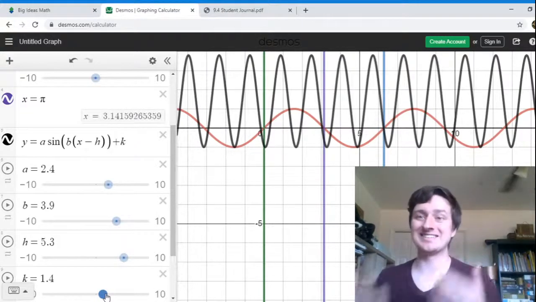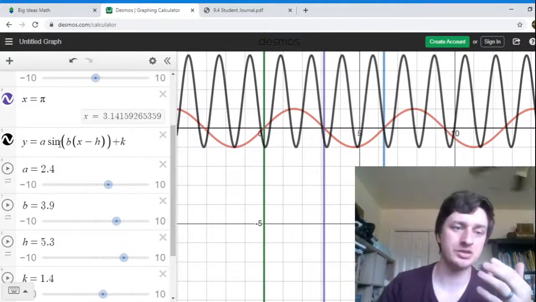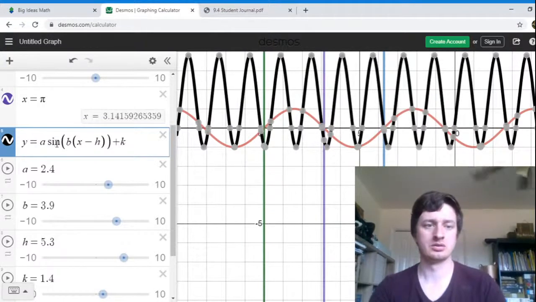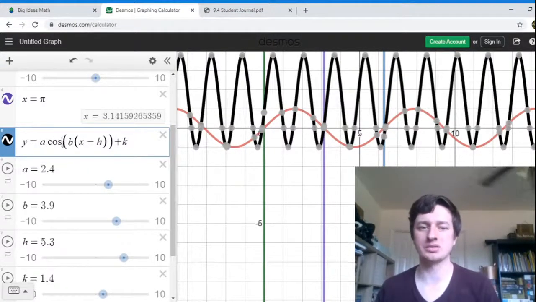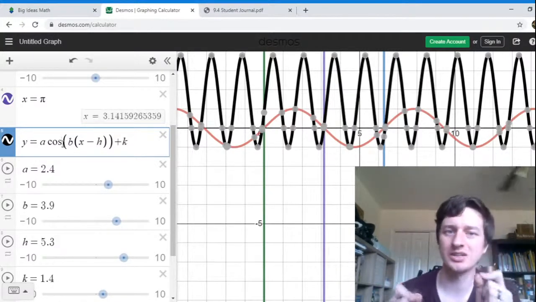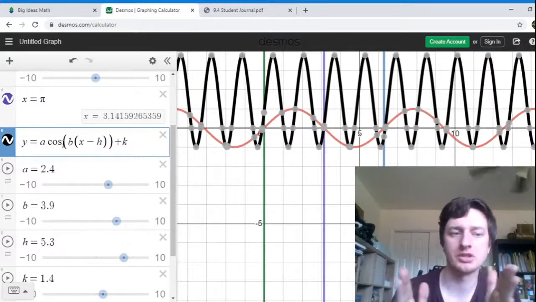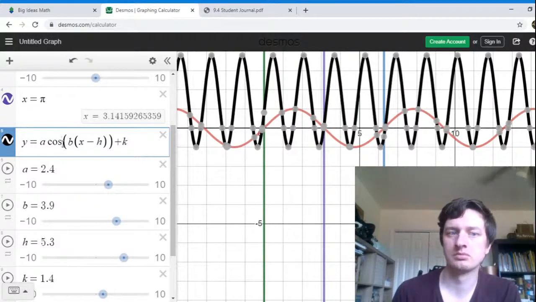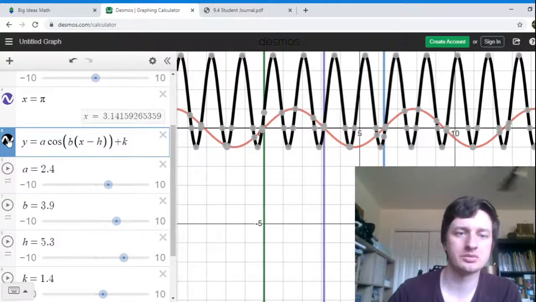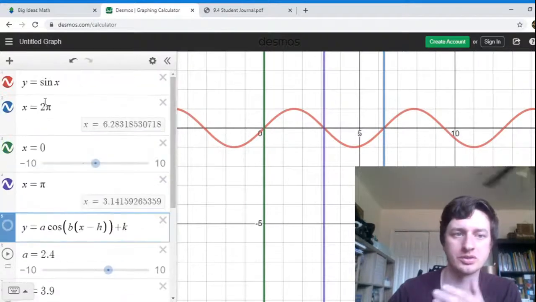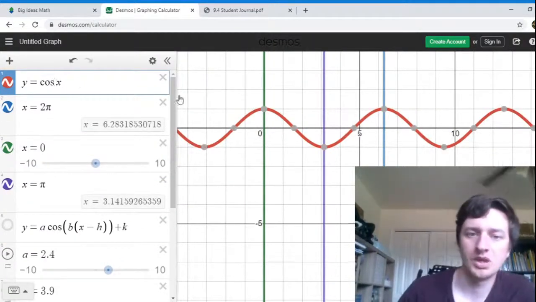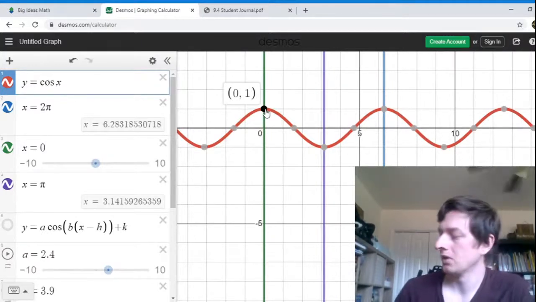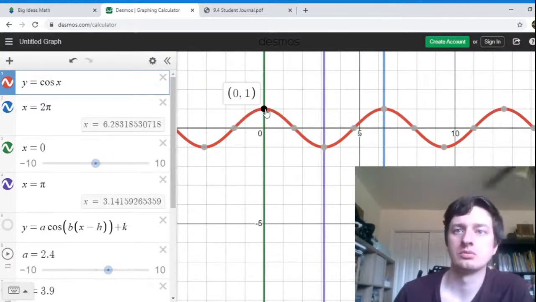Now cosine is exactly the same. If I change this to cosine, the same thing happens. It looks exactly the same, except cosine is 90 degrees, or pi over 2, shifted from sine. And if I hide this and go back to just our original, this is sine. If I change this to cosine, at 0 now it's at 1. And we'll talk about y on the unit circle.